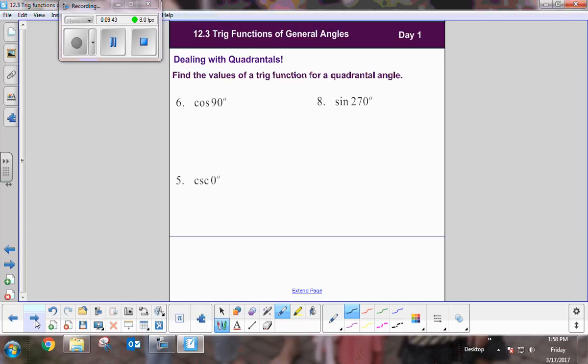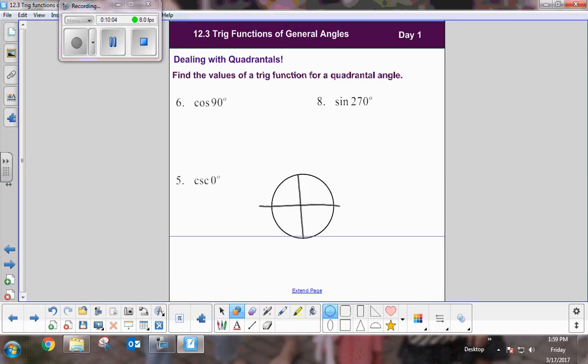Find the values of trig functions of a quadrantal angle. Whenever you see quadrantal angles, I don't want you to think triangles. I want you to think of the unit circle. So I'm going to just draw a unit circle here, and we'll see why. A unit circle means the radius is 1. So if the center is 0, 0, this point here would be 1, 0. This point up here would be 0, negative 1.